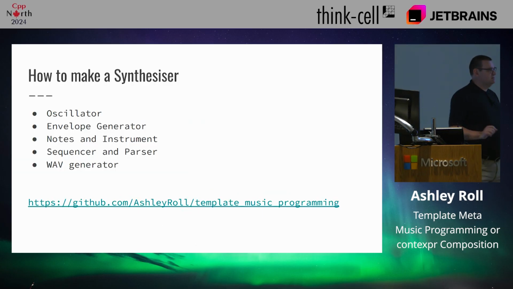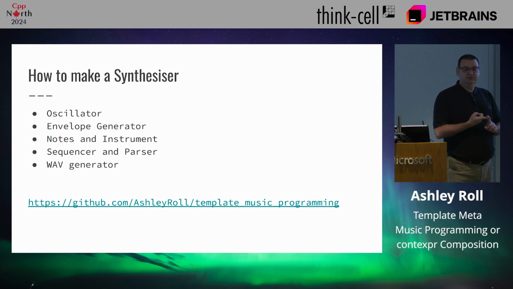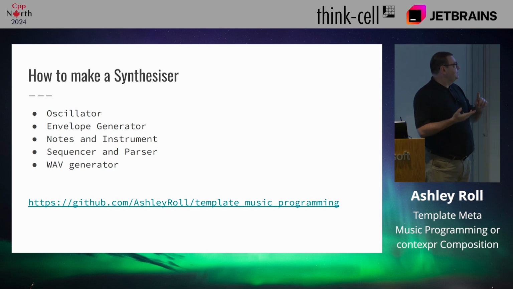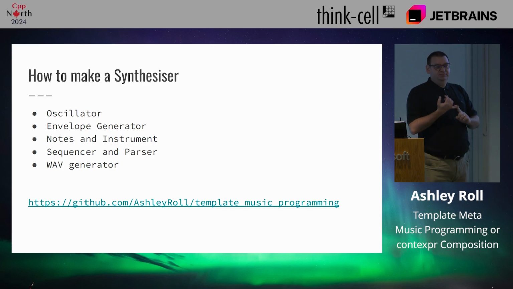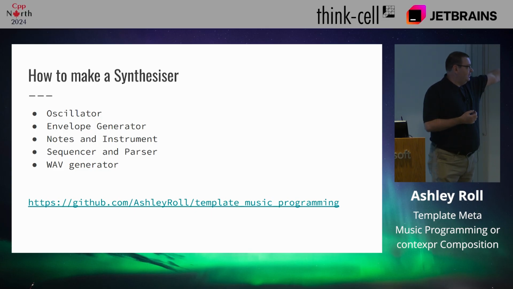So how to make a synthesizer 101. You need an oscillator, you need an envelope generator, you need some notes and an instrument that kind of plays those notes. You need a sequencer, because otherwise writing all the notes in by hand is very tedious, as you might remember from such things as BASIC in the good old days. And you need a WAV file generator. So we've got all of that at compile time at this location.